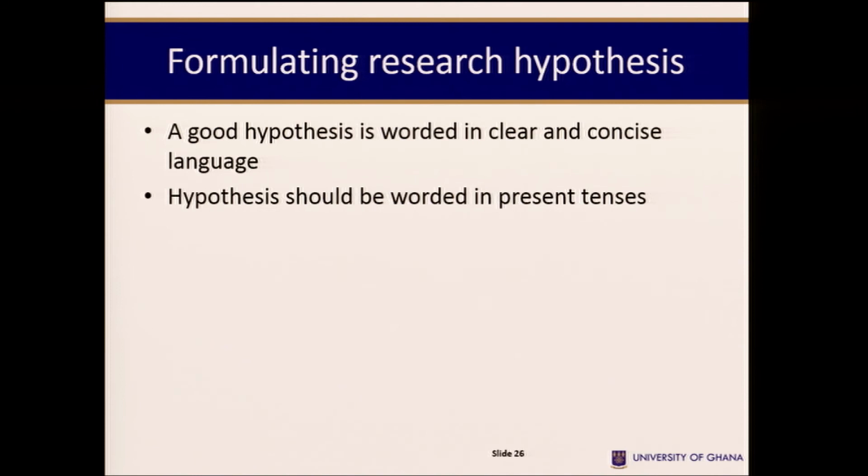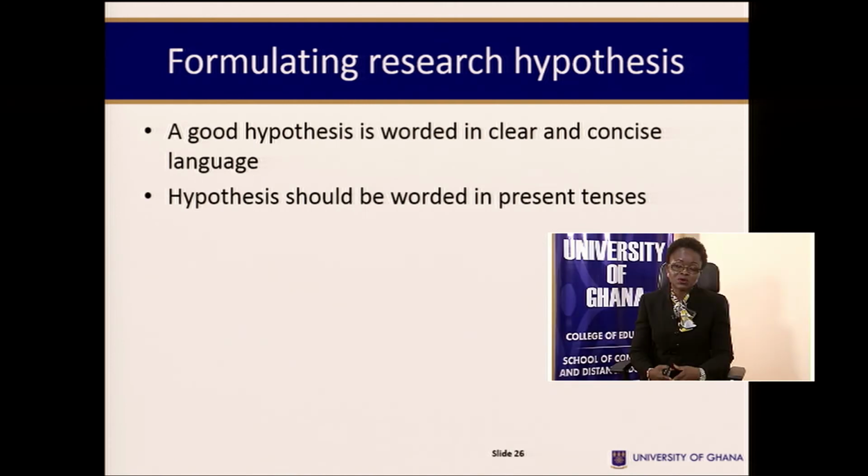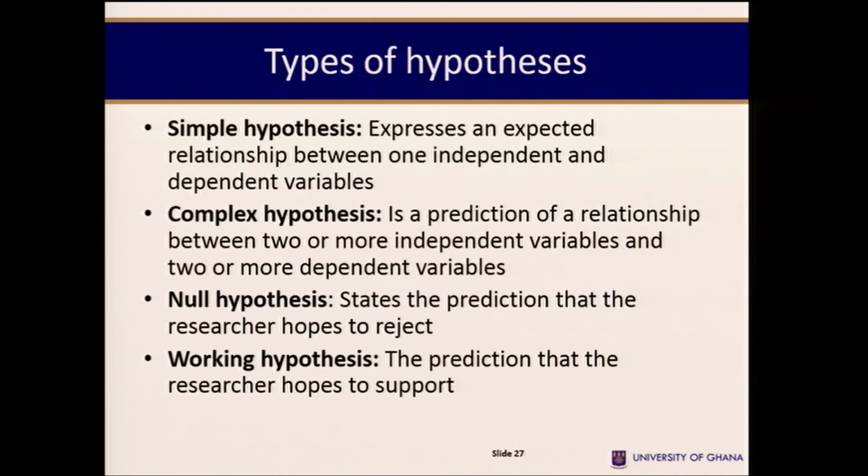A good research hypothesis is worded in clear and concise language. This means that you don't want to cause any confusion to the reader. It has to be simple so that anybody reading it would understand. It should also be worded in the present tense. If you write your hypothesis in the past tense, what you are saying is that the research has already been conducted.